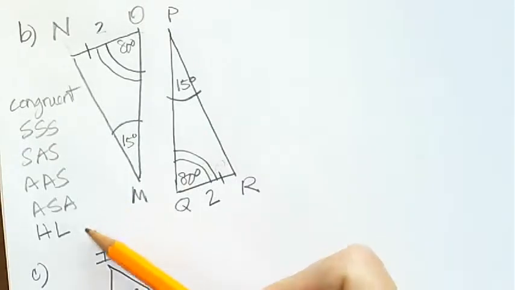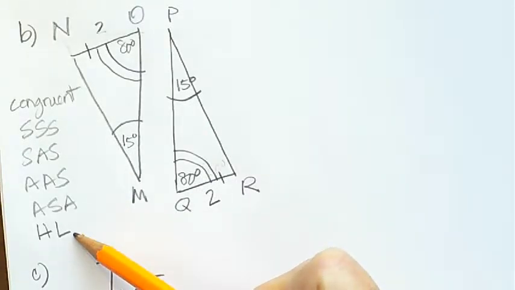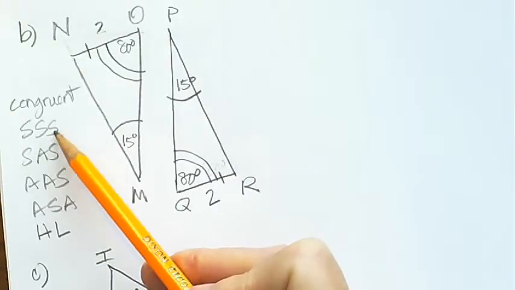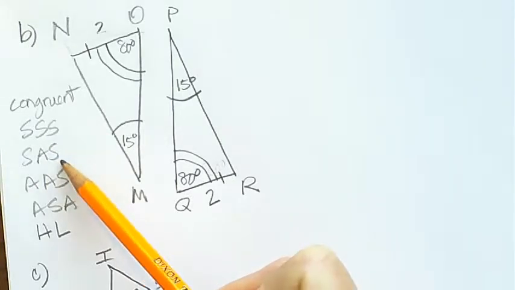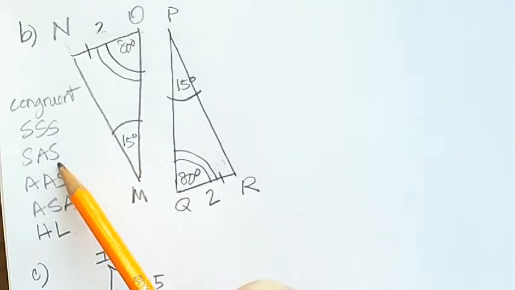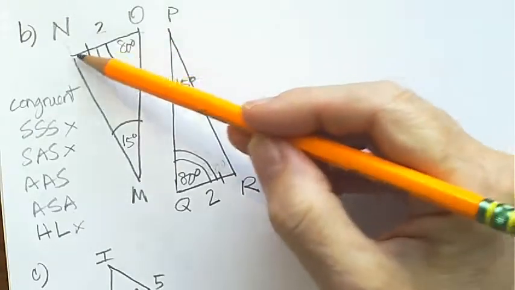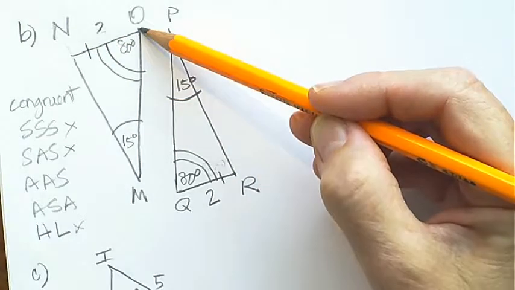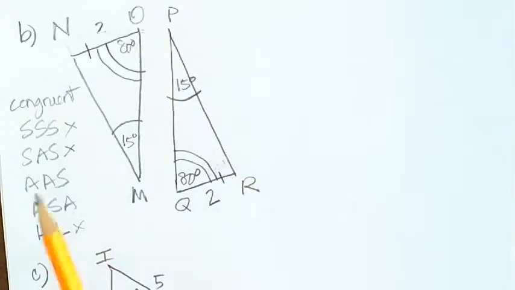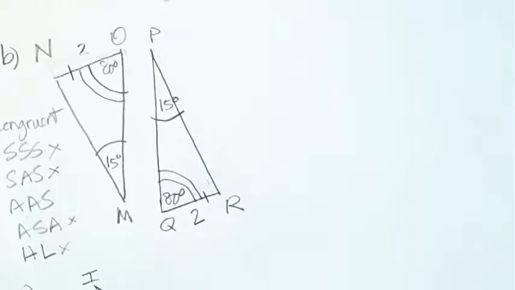Well, we can rule out HL. We're not dealing with 2 right triangles. We don't have 3 sides congruent to 3 sides. We don't have 2 sides, so we can rule out SAS. So it's got to be 2 angles and a side. And if you look at where the side is, it's not in between the 2 angles. So it's not angle side angle. It's angle angle side. And this one we are going to do a flow chart.